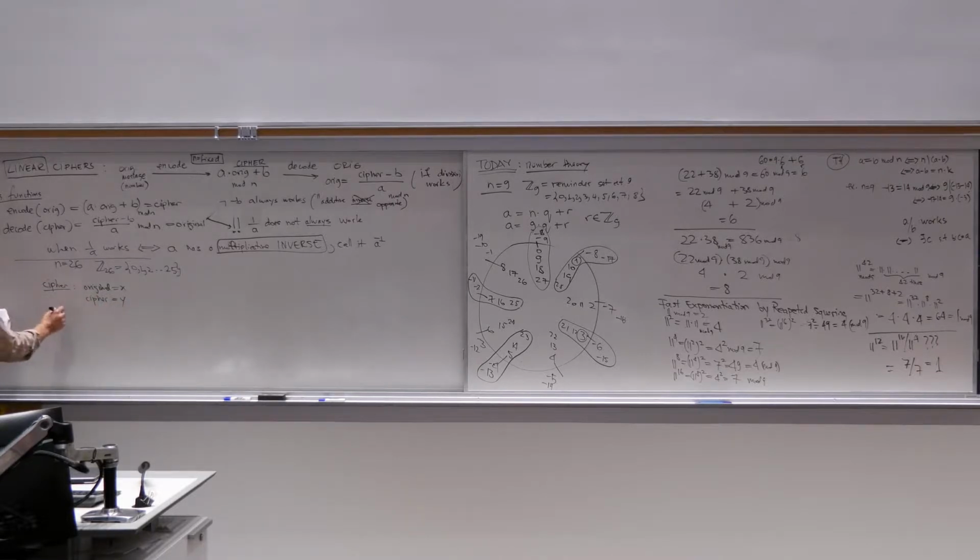So here's one case. I have here A equal 5 and B equal 11. So my equation, the encode, is going to be what? Y, the cipher, is who?